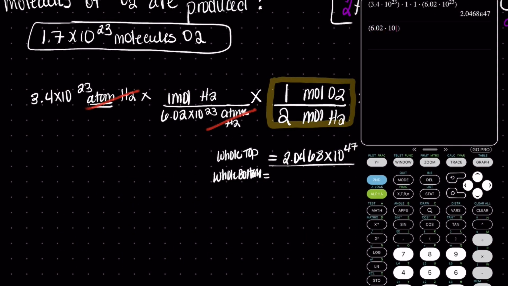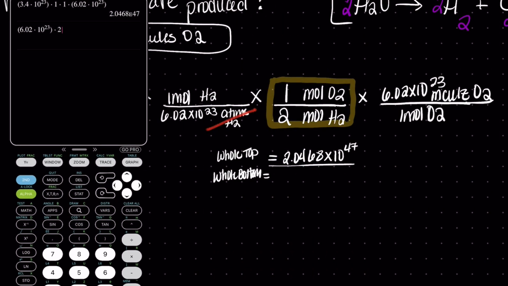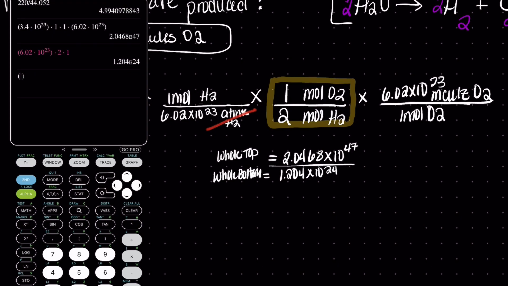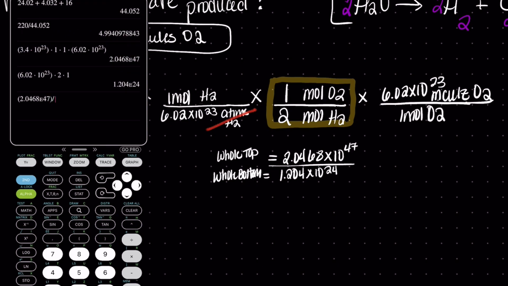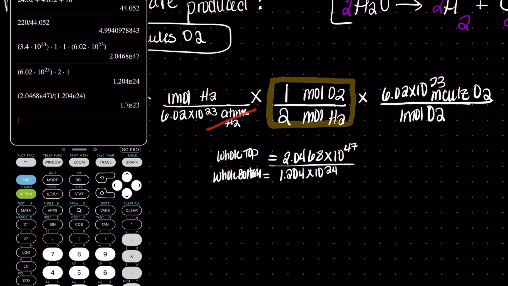6.02 times 10 to the 23rd, times 2, times 1. So then I'm going to open my parentheses, recall that one down. Notice how I keep it in parentheses. 1.7 times 10 to the 23rd.